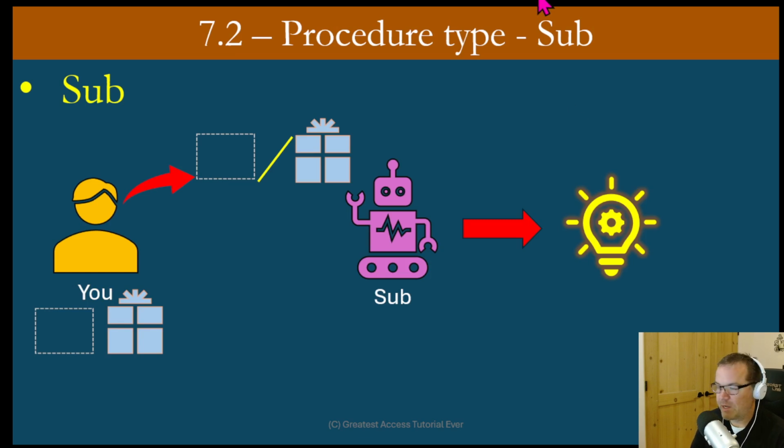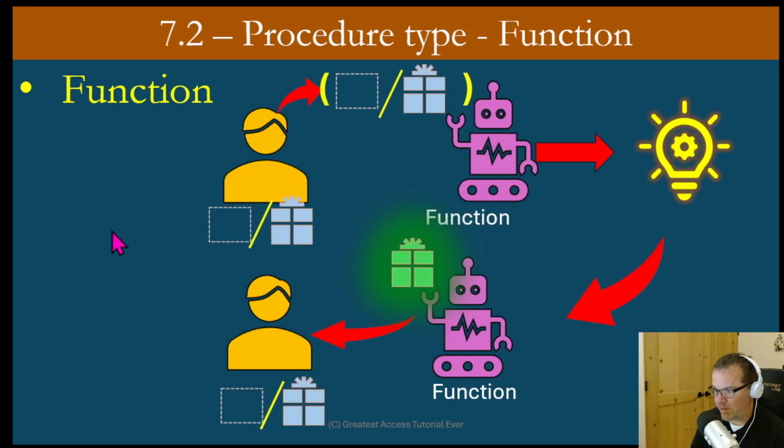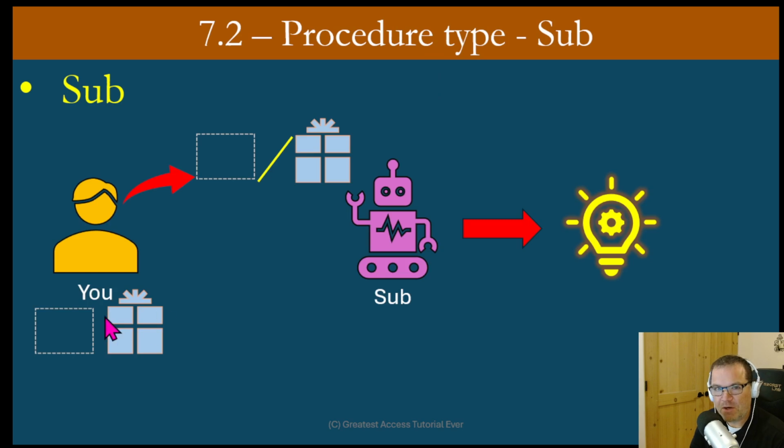Now, there are two basic types of procedures. There are subs and there are functions. Now, I'm going to go through a pictorial that explains this, and then we'll go through some code to show you how these work. What is a sub? Imagine you are here and you're running some code and you decide, hey, I want a robot, which is a sub, to do something for me. Now you may decide you have these presents over here, which are basically variables or objects. You may pass a present to the sub or you may not. And you say, hey, go do something.